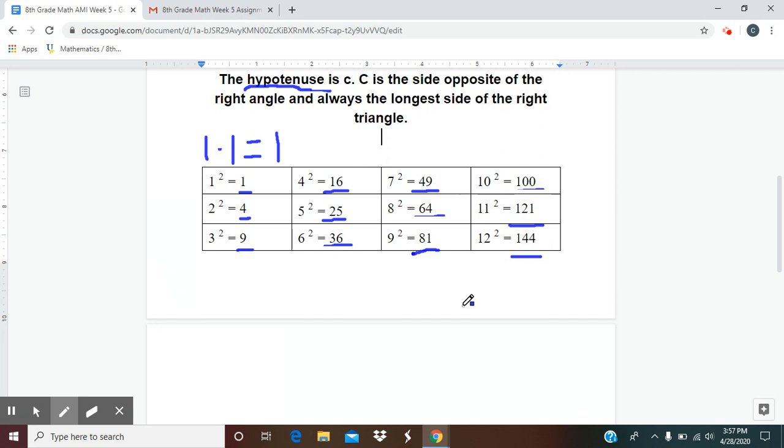Okay, so if you haven't yet, I'd take a moment to pause the video and copy down this chart for yourself. That way you'll have it for your own use. And I am going to get us over to our two example problems I'm going to do from the lesson.